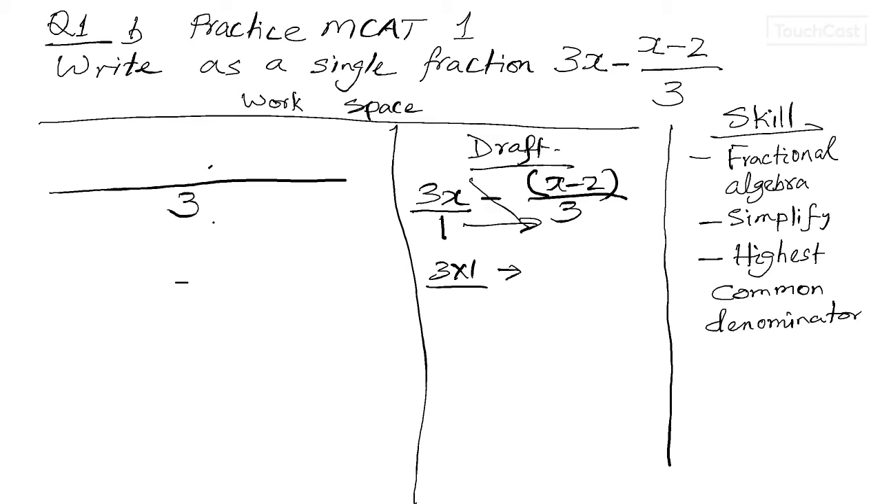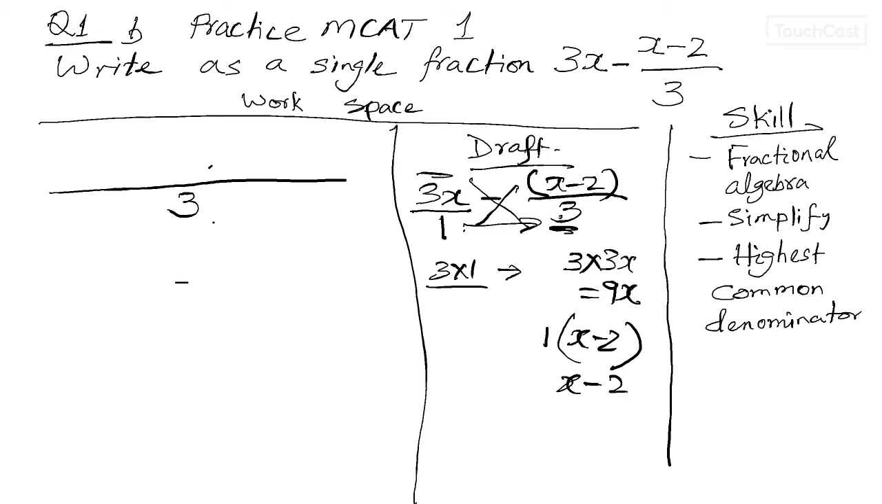And then we follow a kind of pattern. Cross multiplies, sometimes people call it. I'll call it cross multiply. Nothing wrong with that. Don't get confused with the cross multiply with an equal sign and this one. Quite different. So now 3 times 3x will give me 9x, and 1 times x minus 2 will give me x minus 2, right?